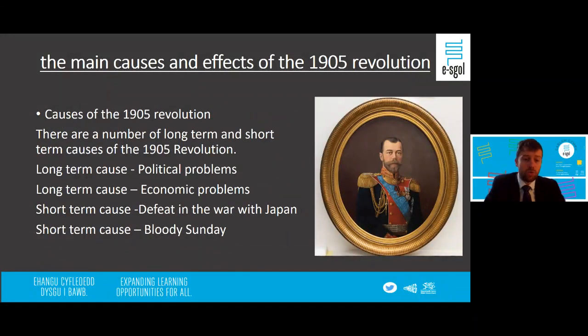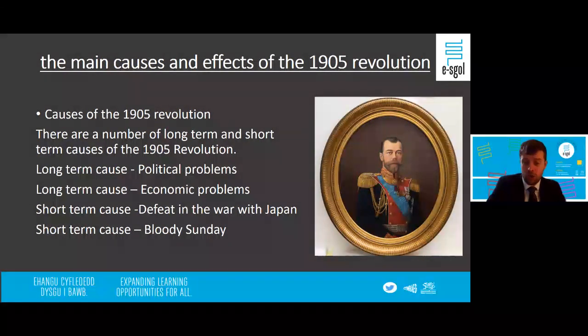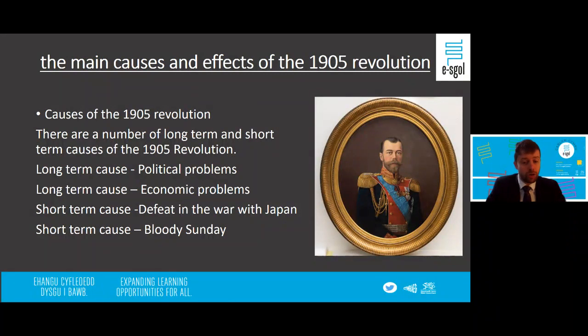Now, there are a number of long-term and short-term causes of the 1905 revolution. You could split them into long-term: those political problems, people's unhappiness with the Tsar's rule and control of the country, and the economic problems, things that meant that workers were so frustrated that they went on strike. And then the short-term causes were the defeat in the war with Japan and Bloody Sunday as well. What started as a peaceful protest led by Father Gapon, as they marched on the Winter Palace with banners referring to the Tsar as little father, and then they were shot down as a result of their protests. These are the things that sparked that revolution, as opposed to the long-term underlying things, which were the political and economic problems.